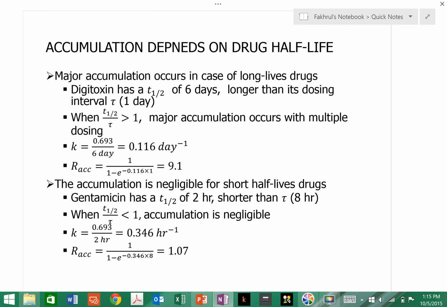As I have mentioned, drug accumulation depends on drug half-life. Major accumulation occurs when we have a long half-life drug. For example, when T half divided by tau is greater than 1, you will have major accumulation. This calculation we will do during the class. When T half divided by tau is smaller than 1, drug accumulation will be negligible. So this concept you have to remember. We already know that a long half-life drug will accumulate more, and a short half-life drug will accumulate less.